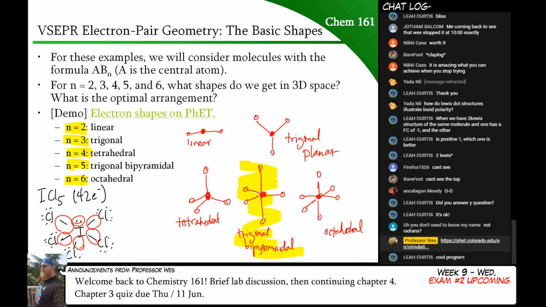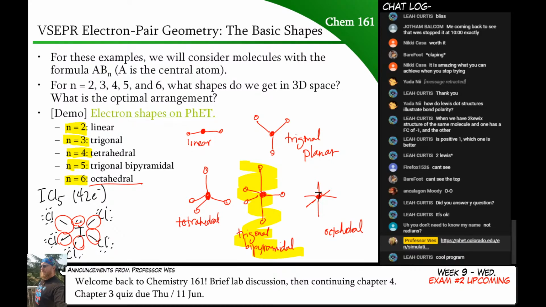Because I circled 6 things, the shape of this must be octahedral. So what I'm going to do is go over to the octahedral pattern here. I'm going to go like this, and I'm just going to stick stuff on there to match my structure.